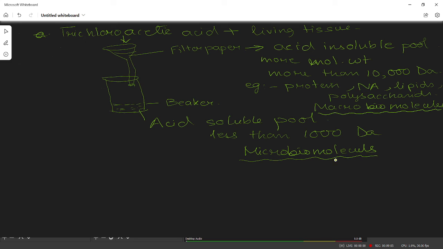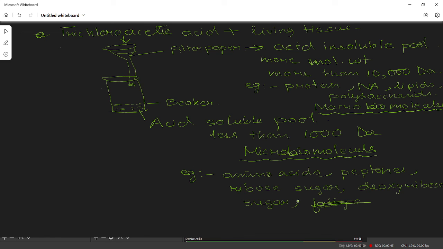So what all things will they include? They will include various kinds of amino acids, peptones or peptides, then ribose sugar, deoxyribose sugar. So these are a few examples.